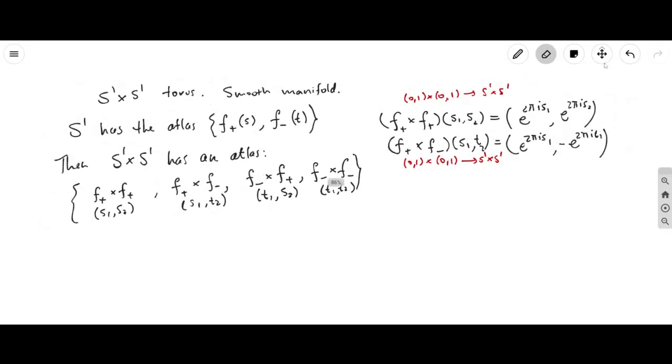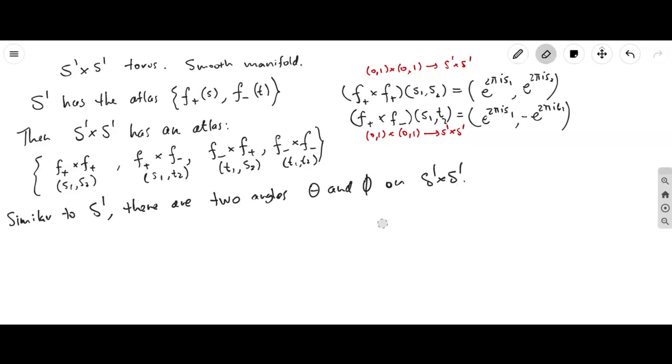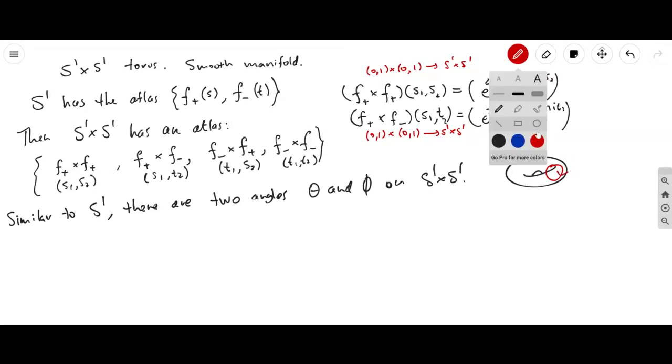And in a very similar way to the circle, there are 2 angles, theta and phi, on the torus, which is not surprising because you have 2 circles. You have an angle for each of the 2 circles. And the picture here is, of course, that one of the angles tells you how much you go around the inner ring, and the other angle tells you how much you go around the outer ring.